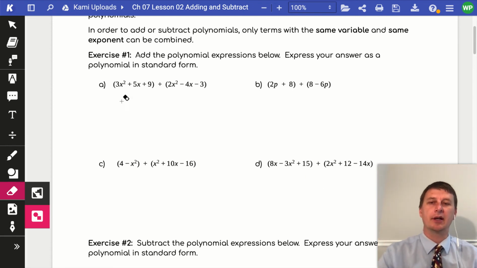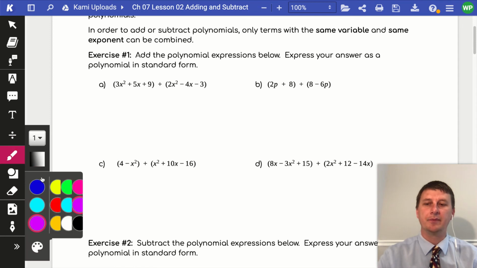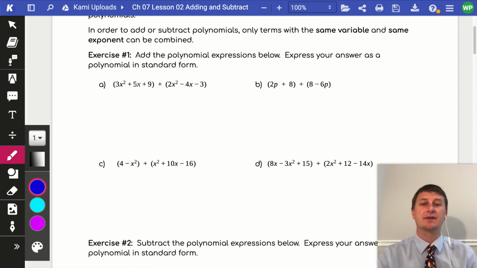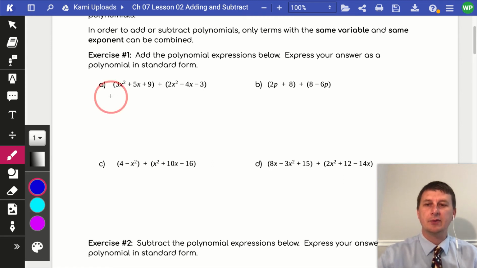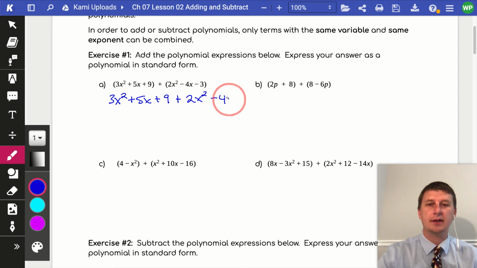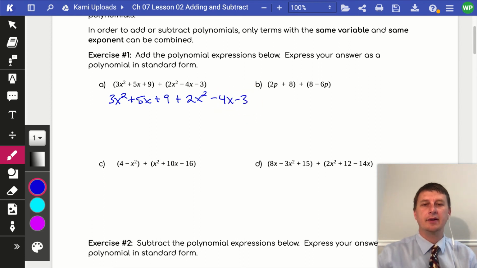So let's take a look at part A and see what we do first. What we have here is 3x squared plus 5x plus 9, and we're going to add that to 2x squared minus 4x minus 3. Since we're adding outside the parentheses, we really don't need those parentheses here. And we have 3x squared plus 5x plus 9 plus 2x squared minus 4x minus 3. And now that it's all together like that, we could combine our like terms.